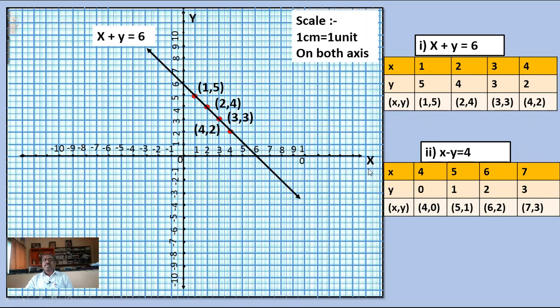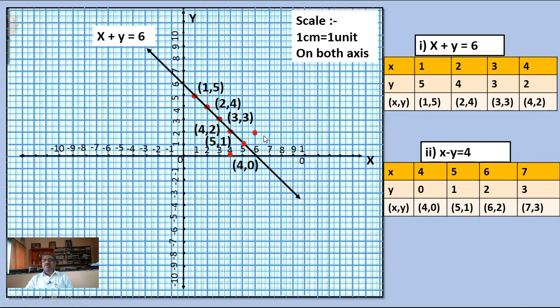To draw the graph of the second equation x minus y is equal to 4, we plot the points 4, 0; 5, 1; 6, 2; 7, 3 on this graph. First point is 4, 0: x coordinate is 4, y coordinate is 0. This point lies on the x axis. Second point is 5, 1: x coordinate is 5, y coordinate is 1. Then we get the coordinate 5, 1.